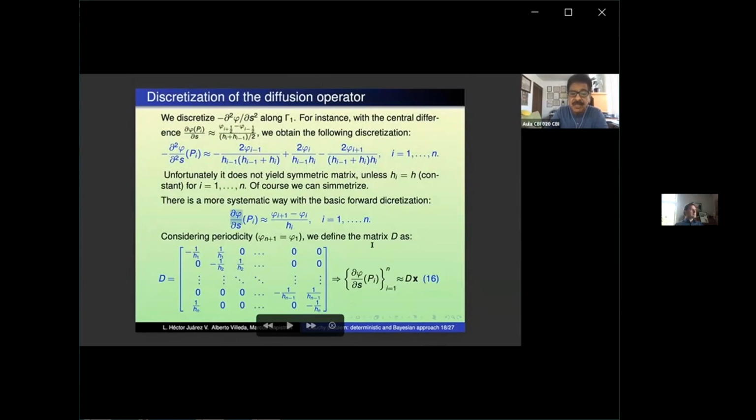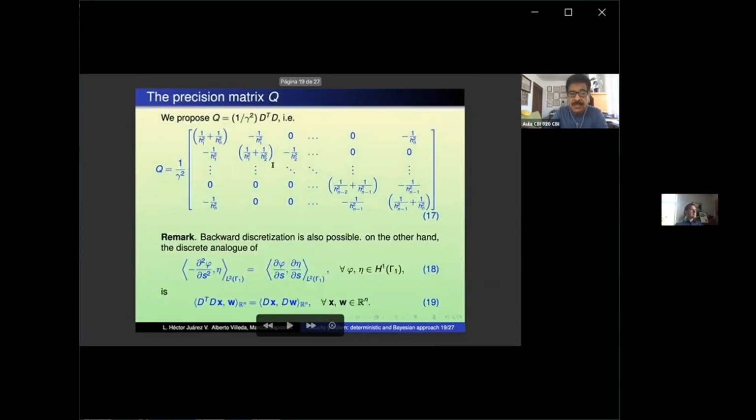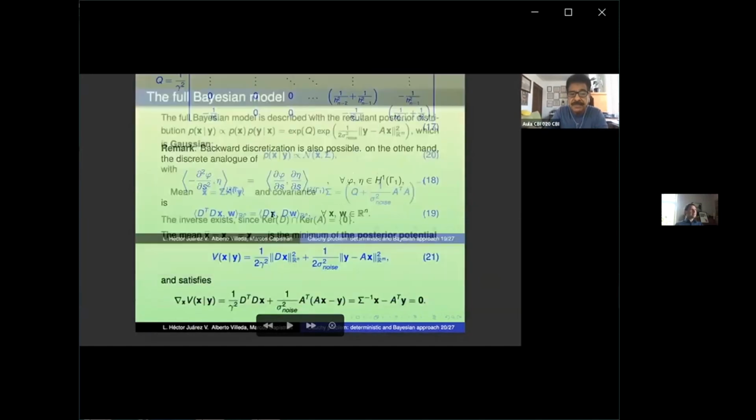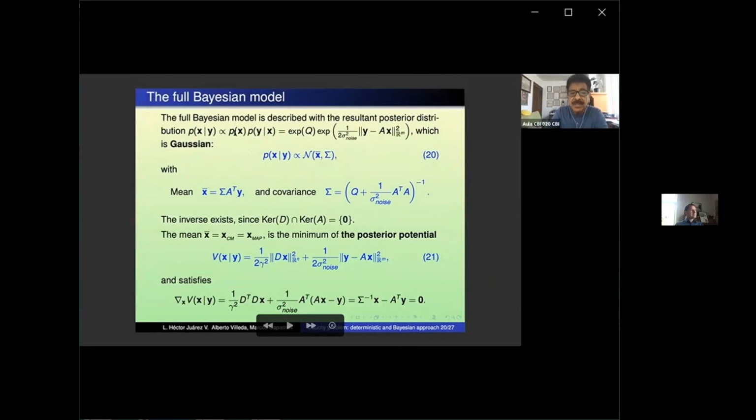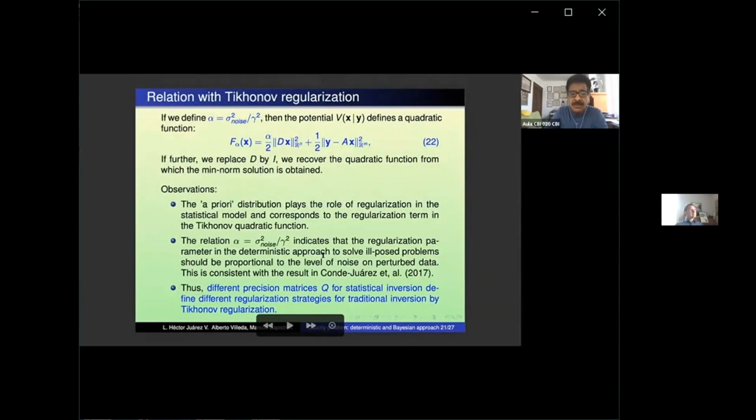So putting together the prior and the likelihood, we obtain the full Bayesian model, which is a normal distribution with mean x bar and covariance sigma. One important result in this work is that different precision matrices Q are related to different regularization strategies for traditional inversion, such as Tikhonov regularization. It is shown here, that relation between both approaches.